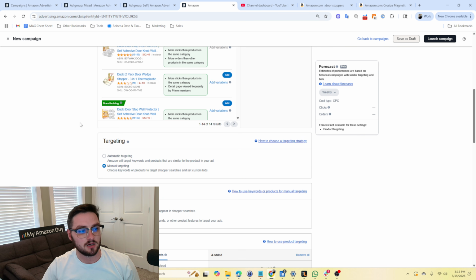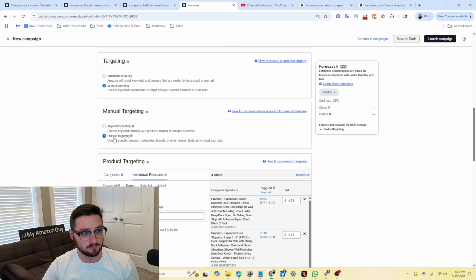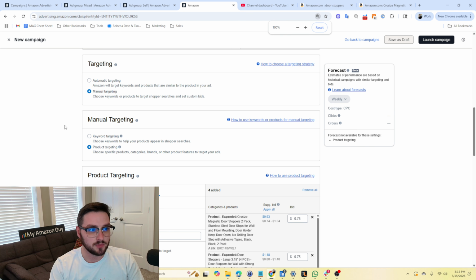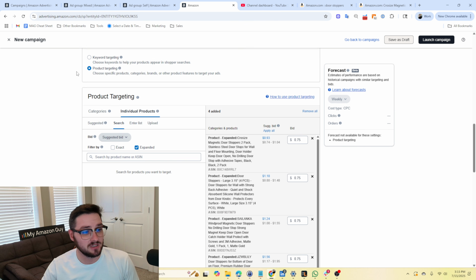So, targeting, we are going to be focused on our manual targeting today. And we are actually going to be doing product targeting specifically. So the reason for product targeting is that we want to go after specific competitors within the market. We want to take away as much market share from them as possible and also ensure that our own customers aren't going to our competitors. So with that, we will be doing some product targeting.